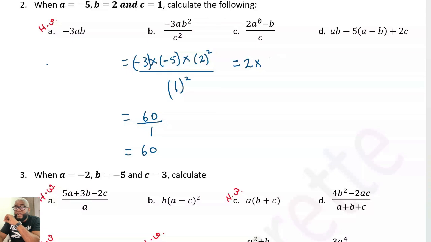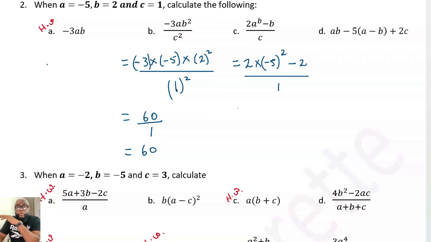2 multiplied by what's the value of A? Negative 5. Negative 5 to the power of B. What's the value of B? 2. So you're putting the power of 2, right? Composure is everything here. Minus, so this is not negative, right? This is minus B, which is 2, all over C.